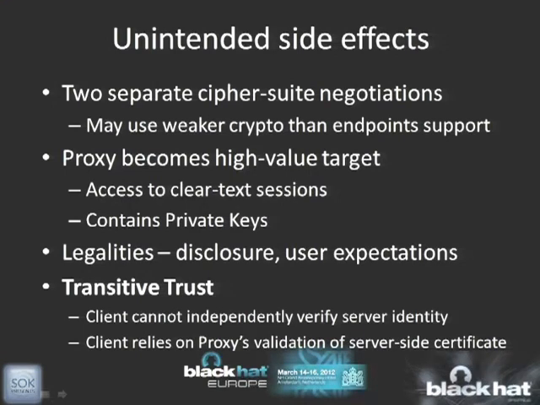And the last unintended side effect here is the one that I'm going to spend the rest of this presentation talking about, and that's what I'd call transitive trust. The idea behind transitive trust is that the client can no longer verify the server's identity independently. Instead, we have this transitive relationship where the client trusts the proxy CA, the proxy validates the server certificate, therefore the client trusts the server certificate indirectly.